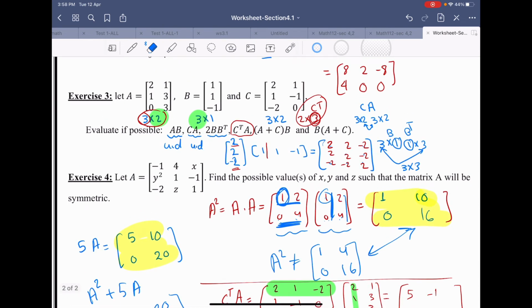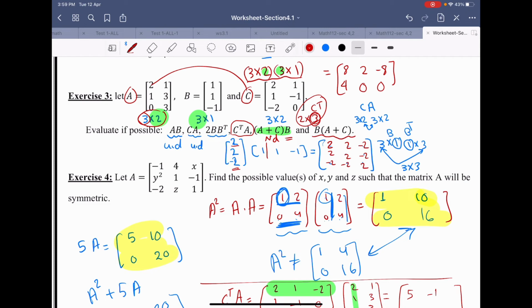Now we want to find out this one, (A plus C) times B. First we will add A with C, and as you know, if we add A with C, we will have a matrix with the same order, which is 3 times 2. Then we will multiply it with B, which is 3 times 1. We can't multiply these two matrices since this 2 does not equal 3. So this one is not defined.